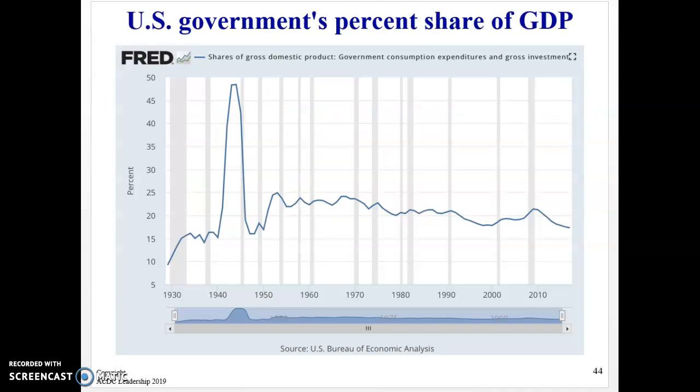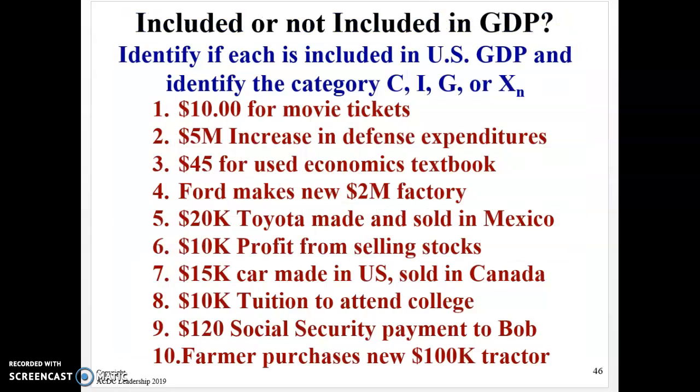Okay? The U.S. government's share of GDP has changed over time. You can see the Great Depression here. And we're going to go ahead and give you a chance to see 1 through 10 which of these things you think are going to count. And if they don't count, you can cross them out. C plus I plus G plus X sub N. Stop the video here and take a practice.